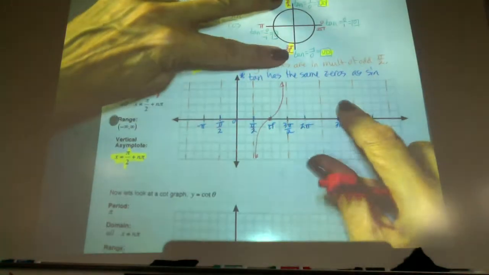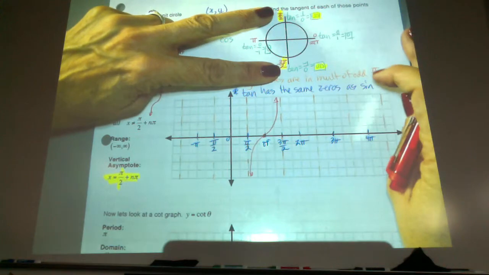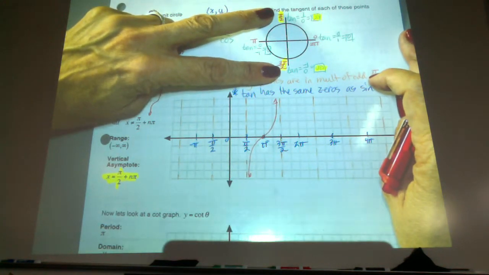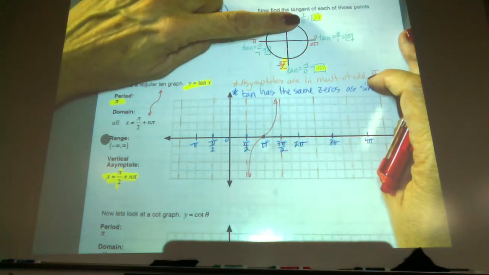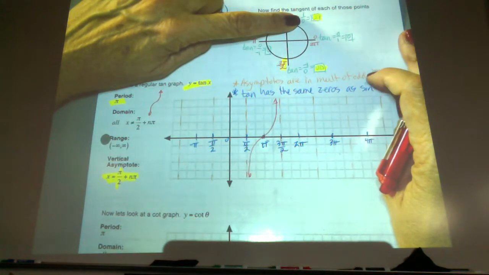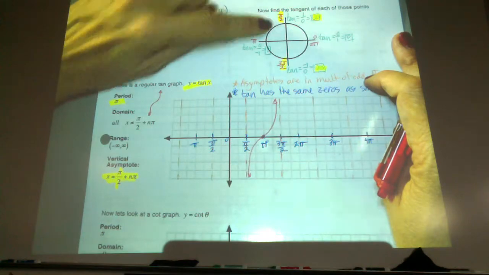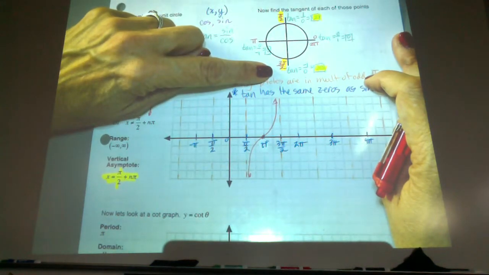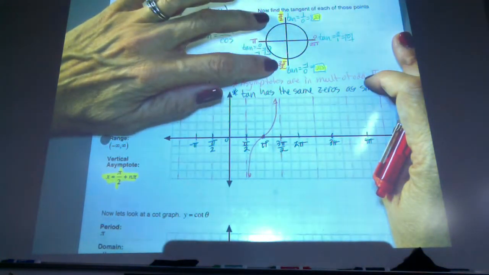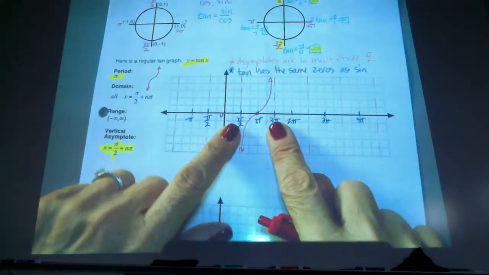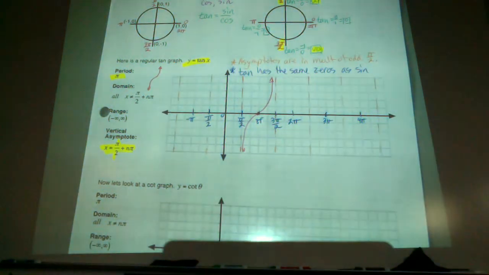Because as I look at the unit circle, I determined where tangent is undefined. Tangent on the unit circle is undefined when 0 is in the denominator. So when I had 1 over 0, tangent is undefined at pi over 2. Also, it's undefined at 3 pi over 2. Those are the 2 places. So I started with those, and then I can find all my other asymptotes just following that same pattern.